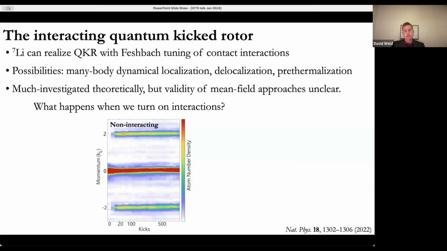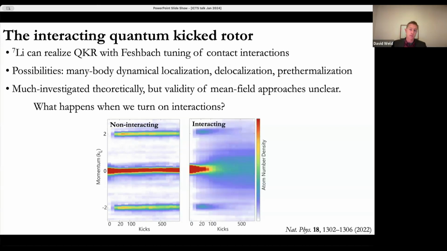And this is a topic which has been investigated with a lot of theoretical approaches, mostly mean field and numerical. But the validity of some of these approaches is a little bit hard to understand. And so we explored it experimentally. And what we saw was something like this. Really very different from the evolution of the system without interactions.